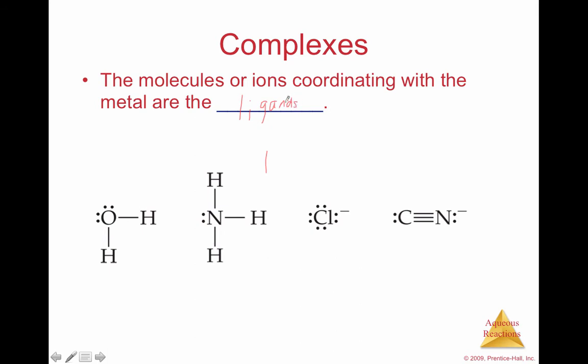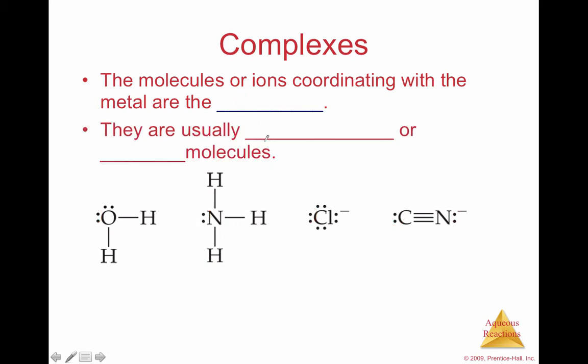As you can see, all these ligands have lone pairs of electrons that can interact with a central atom. Anions or polar molecules.